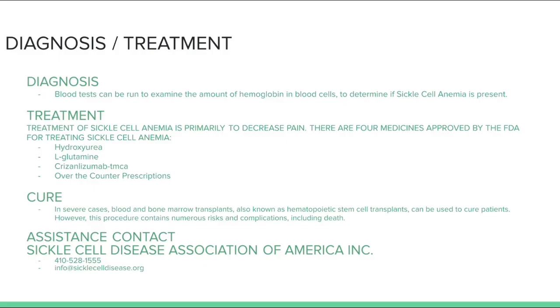There are 4 medicines approved by the FDA for treating sickle cell anemia: hydroxyurea, L-glutamine, crizanlizumab TMCA, and over-the-counter prescriptions. In severe cases, blood and bone marrow transplants, also known as hematopoietic stem cell transplants, can be used to cure patients. However, this procedure contains numerous risks and complications, including death.